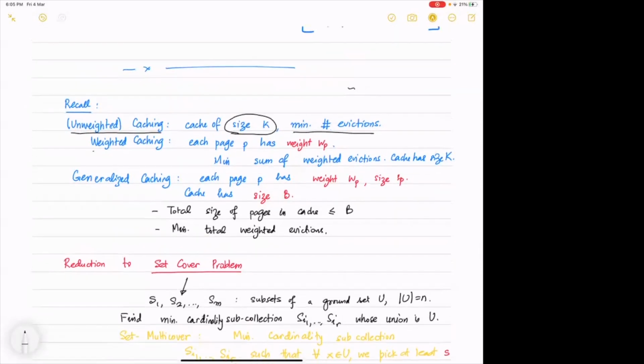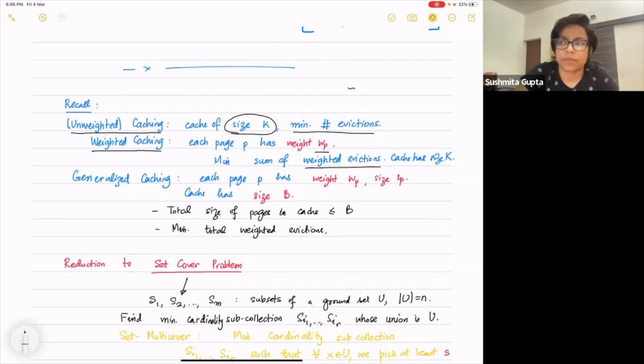Then we had the second problem, weighted caching. Here each page p has a weight w_p. It's the same problem, but you want to minimize the total sum of the weighted evictions. In other words, if you evict a page p, you don't count that as one eviction, you count it as weight w_p. So if you're evicting a page which has very high weight, then you're paying a lot. You don't want to evict a page which has very high weight; you want to evict pages which have low weight.